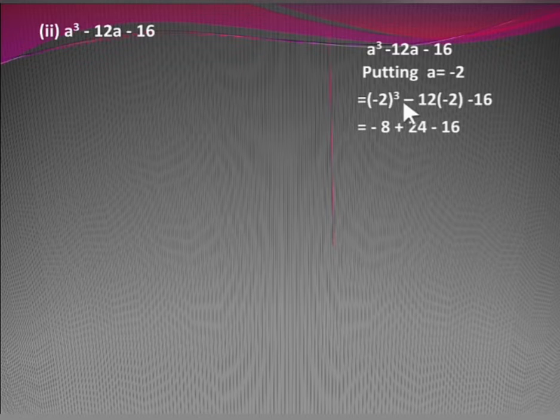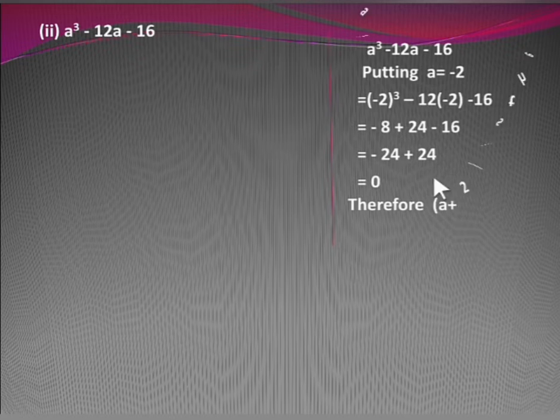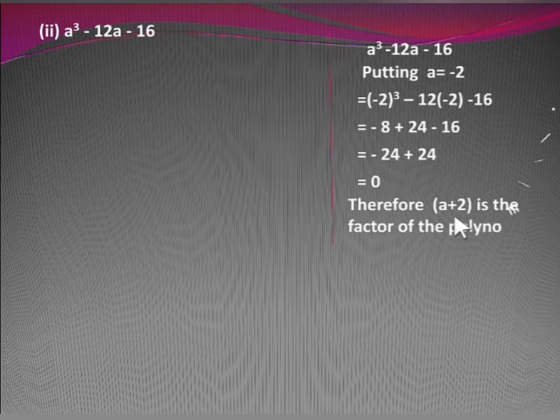Now -12 into -2, minus minus plus, 12 twos are 24, -16. Now we have to add -8 and -16. We get -24 and this plus 24. When we subtract 24 from 24, we get 0. So we see that when we put a equals to -2, the whole equation becomes 0. Therefore a plus 2 will be a factor of the polynomial.